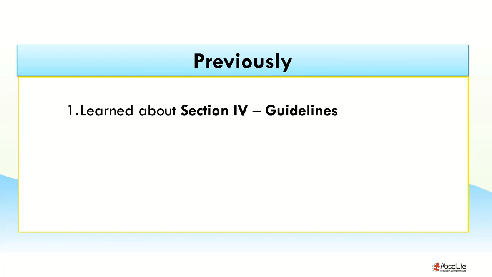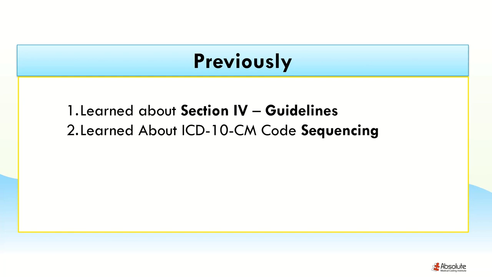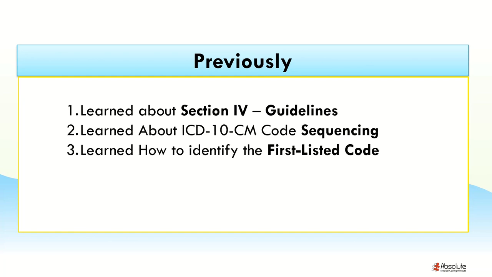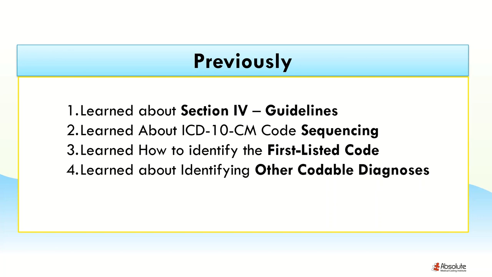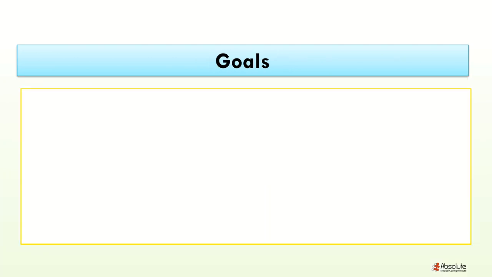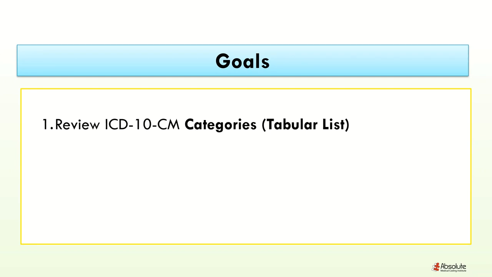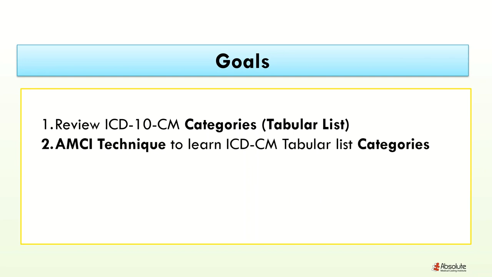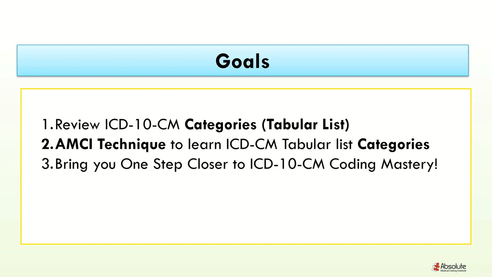Previously, we learned about Section 4 guidelines, ICD-10-CM code sequencing. We learned how to identify the first listed code and identifying other codable diagnoses. Today, number 1, we will review ICD-10-CM categories, that tabular list. Number 2, we're going to learn the AMCI technique to learn AMCI tabular list categories on sight. And finally, we're going to bring you one step closer to ICD-10-CM coding mastery.